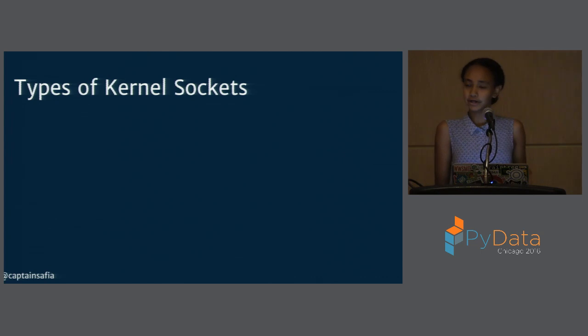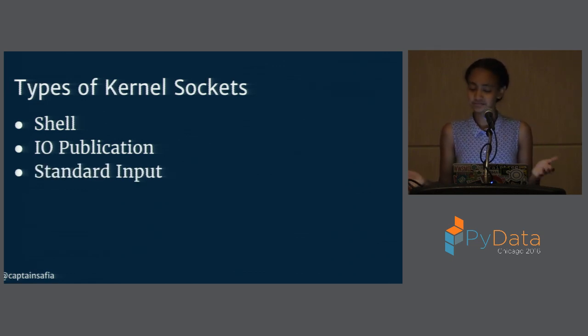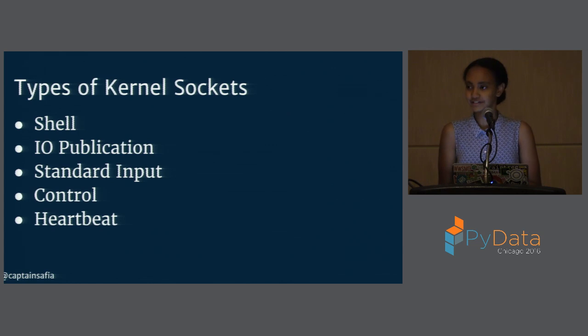So I'm going to list them all out here, and then we're going to go through them one by one, talk about what they do, how they're implemented a little bit, and then how they are useful to you as a Jupyter user, like how they're manifested in your daily use of the program. The first type of socket is the shell socket. You remember we saw the shell port in our connection file. The second type is the I/O publication socket, which is named much better than the shell socket. Then you have a standard input socket, a control socket, and a heartbeat socket.